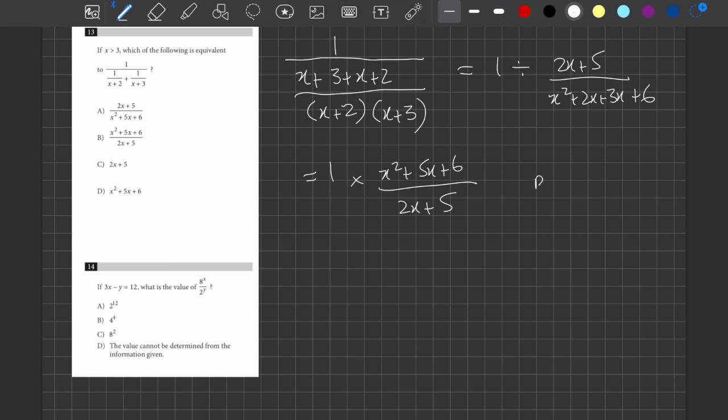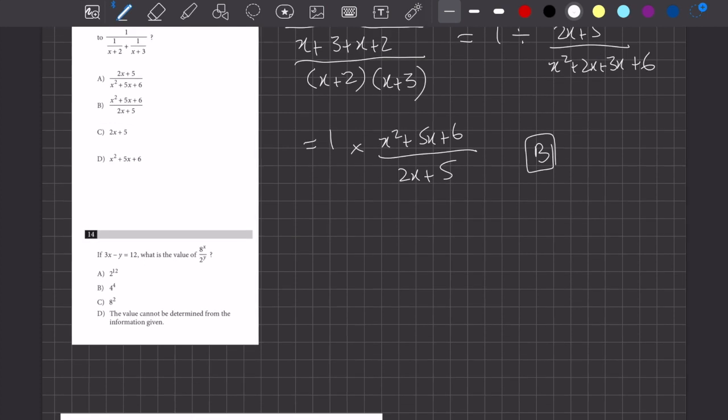Moving on to question 14, we can write 8 as 3 cubed. Then we can rewrite this using the exponent quotient law. 3x minus y is given to us as 12, so our answer is 2 power 12, option A.